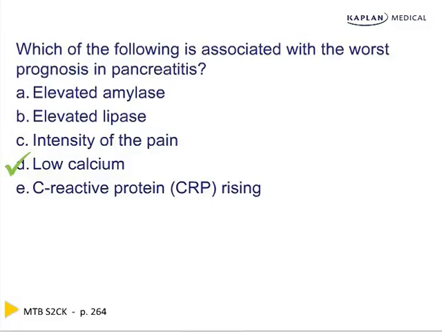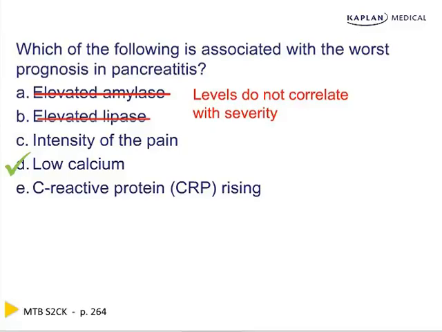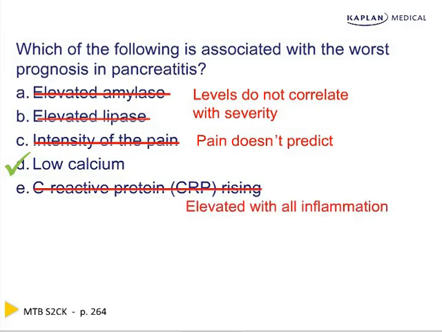Let's talk about the wrong answer choices. Although amylase and lipase are elevated in pancreatitis, there is no correlation with the height of these enzyme levels and disease severity. Intensity of the pain is subjective and never predicts anything. And C-reactive protein will be elevated with all forms of inflammation, therefore it's nonspecific.